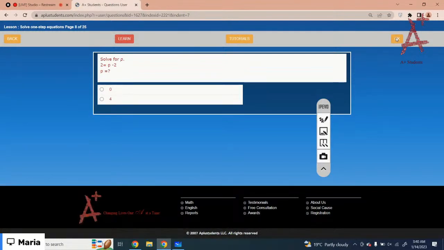Okay, 2 equals p minus 2. Which of the options is the correct one? It is p equals 4. The correct option is 4. You have to add 2 to both sides, because the inverse of subtraction is addition. So add 2 to both sides. 2 minus 2 is 0, and on the other side it will be 2 plus 2 equals 4.